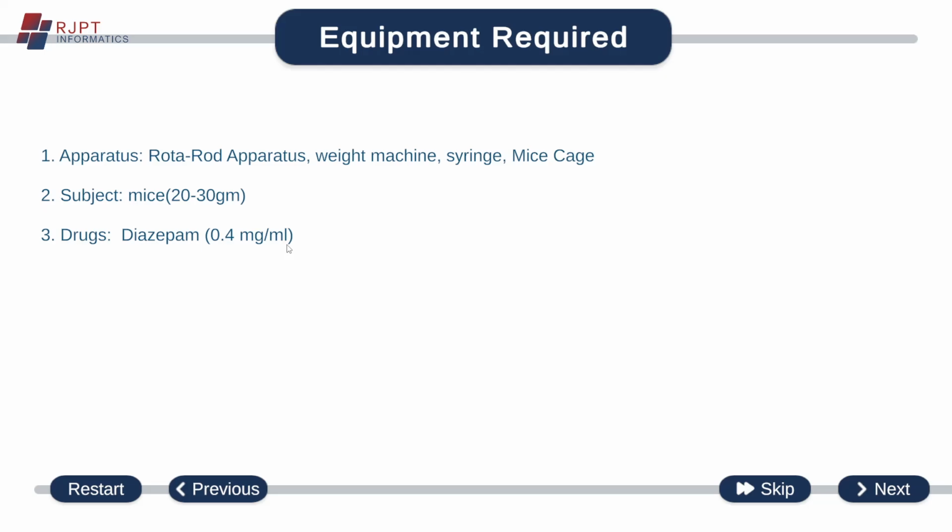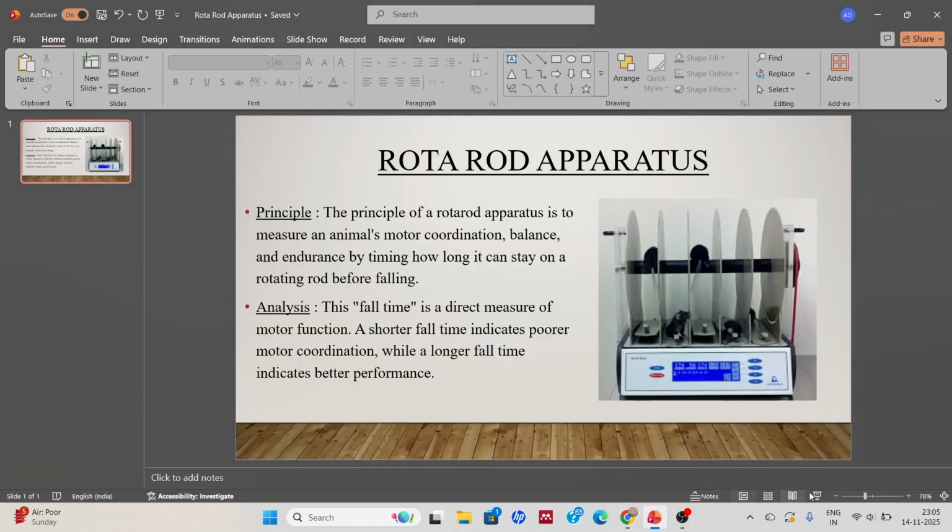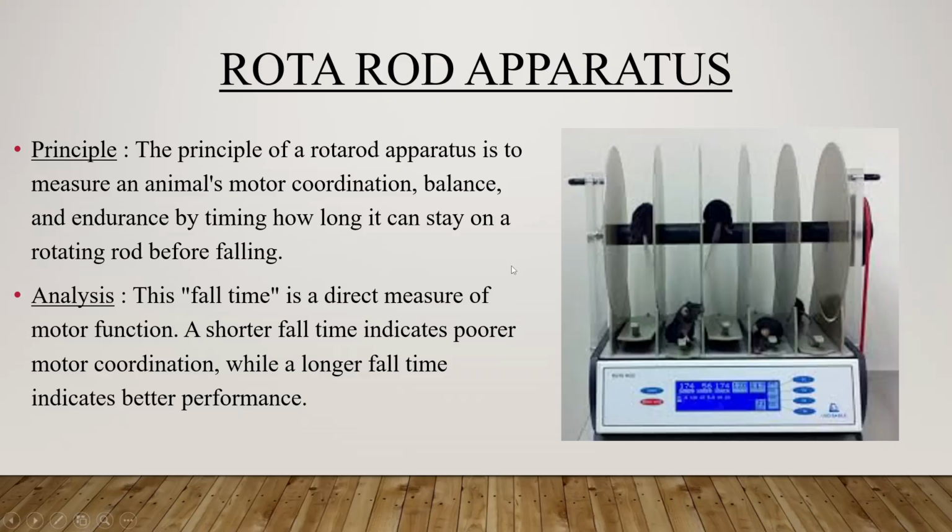Let me tell you more about the Rota-Rod apparatus. As you can see, this is the image of the Rota-Rod apparatus. These are the sections over which we will place our rat or mice. As we can see, this is our mice. Two mice are placed between the sections, and this is the Rota-Rod. This is the apparatus rod over which we will place our mice. As we can see, this is the rat placed over the rod.